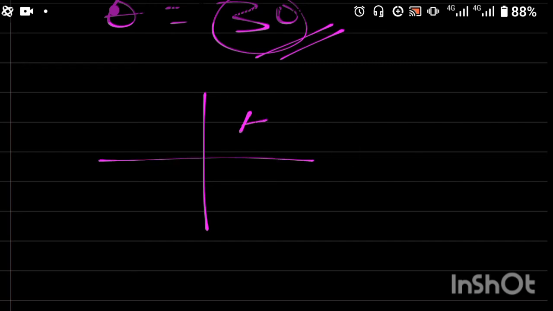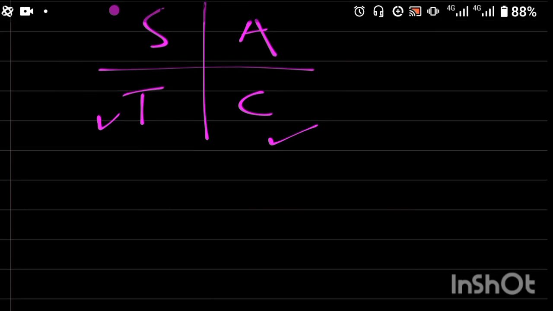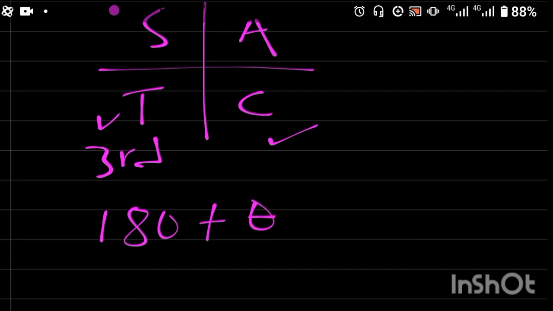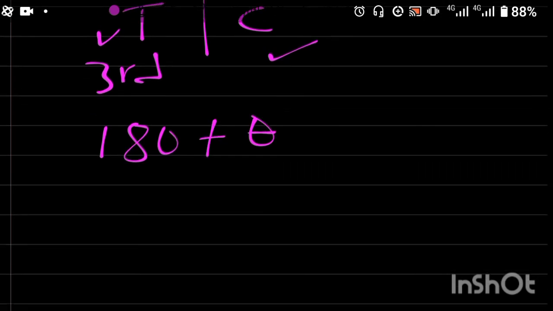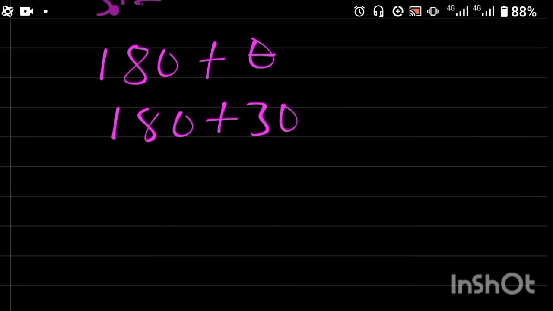Now we go back to our quadrant. Okay, we have A, C, T, S. Where do we have a value of sine to be negative? All are positive here. Sine, cosine, and tan. Only sine is positive here. So sine is negative here and sine is negative here. So what will be the value of theta for sine to be negative? Any angle in the third quadrant, this is the third quadrant, is equivalent to 180 plus the value of the angle in the first quadrant. So I'm going to have 180 plus 30. That is the value of the angle there.